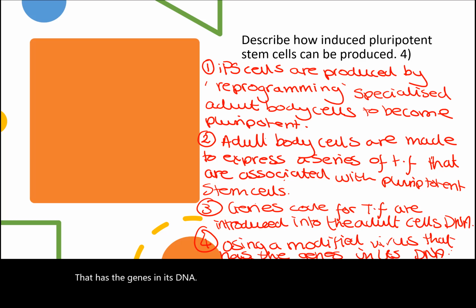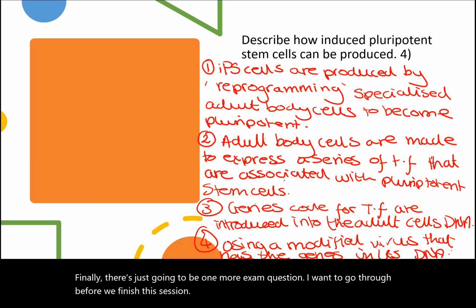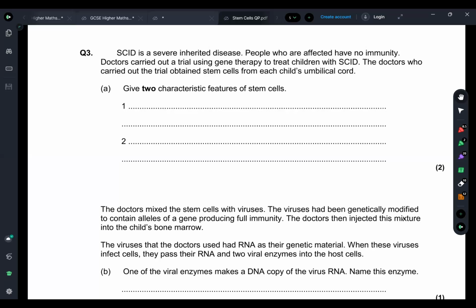And now finally, there's just going to be one more exam question I want to go through before we finish this session. So finally, I just want to go through this exam question, which is looking at SCID. SCID is a severe inherited disease, and people who are affected have no immunity. Doctors carried out a trial using gene therapy to treat children with SCID. The doctors who carried out the trial obtained stem cells from each child's umbilical cord. Give 2 characteristic features of stem cells.